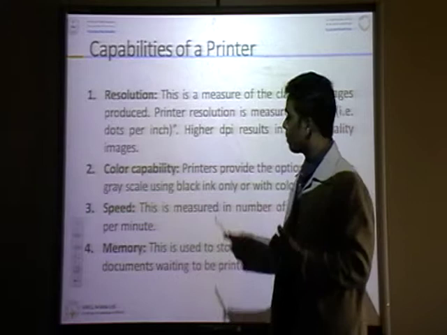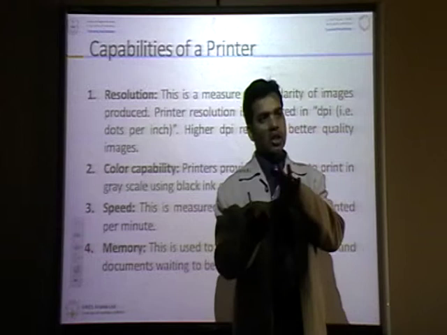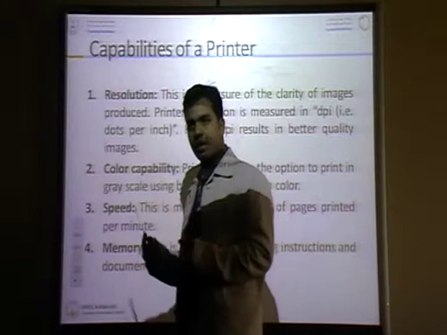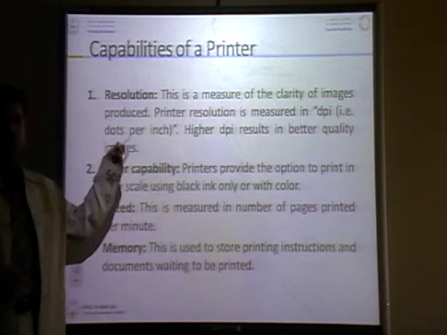Color capability means whether the printer uses all the colors or it forgets some color. Speed, how many pages it prints in 1 minute, 5 pages, 10 pages, how much. Memory, whether it can store something or not. So when you buy a printer, we check these things. If it is better, we can buy the printer.